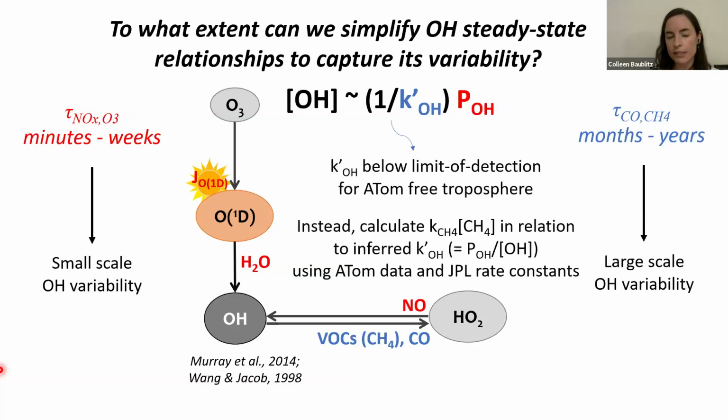Okay, and so one thing to note is that while the ATOM campaign included an OH reactivity instrument, OH reactivity was generally below the limit of detection for that instrument in the ATOM campaign, and in particular in the free troposphere. And so our approach instead is to calculate methane reactivity in relation to an inferred form of OH reactivity, which we approach based on OH steady state chemistry. And so we calculate the OH reactivity as the ratio of its production to OH concentration. And so we actually have what we need from the ATOM observations to calculate its production, which really I think goes to show what an exciting and comprehensive data set this is for studying OH. And so, to the extent that we include outside information, we're essentially supplementing the observations with rate constants from JPL.